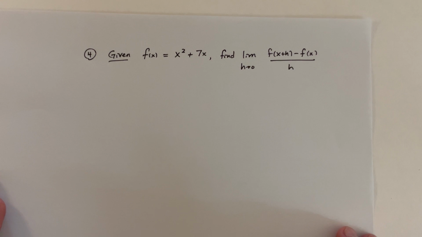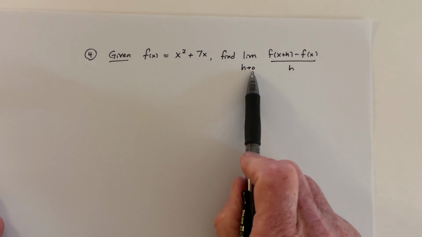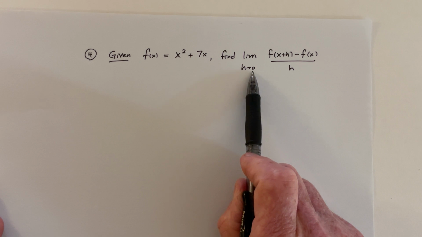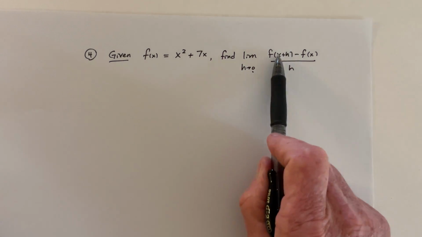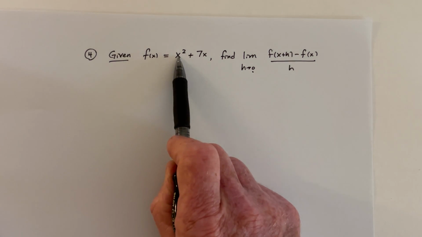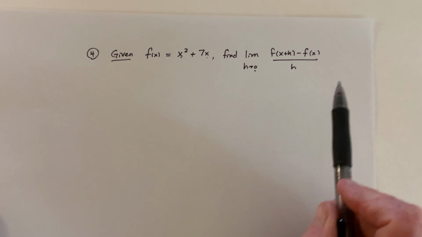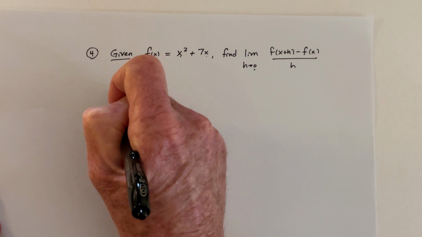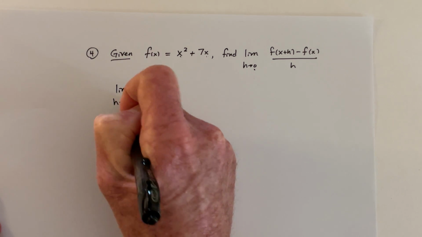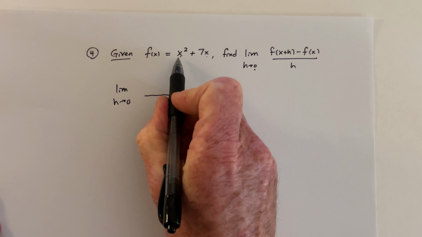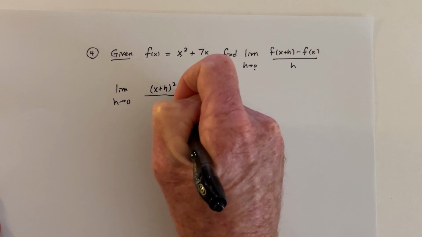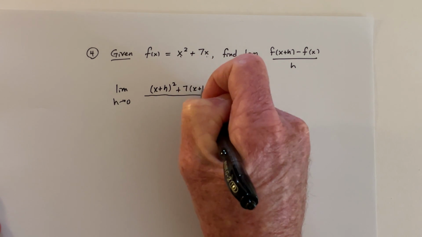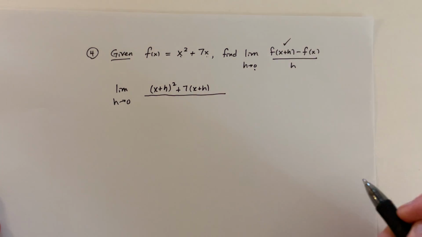So there's two ways to look at the definition of the derivative. The last one I did was x approaches a. This is also finding the derivative, the limit as h becomes 0. So this part means take x plus h and substitute it for x. And then just write the function f of x. So this will be the limit as h approaches 0, and then put x plus h in place of x. So x plus h gets squared plus 7 times x plus h. All right, that takes care of this part.